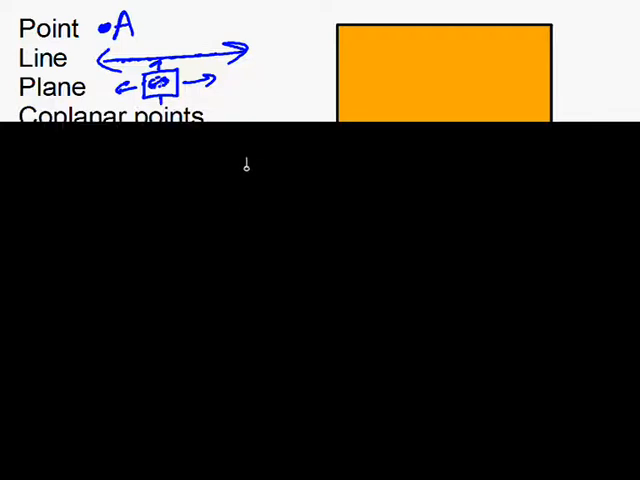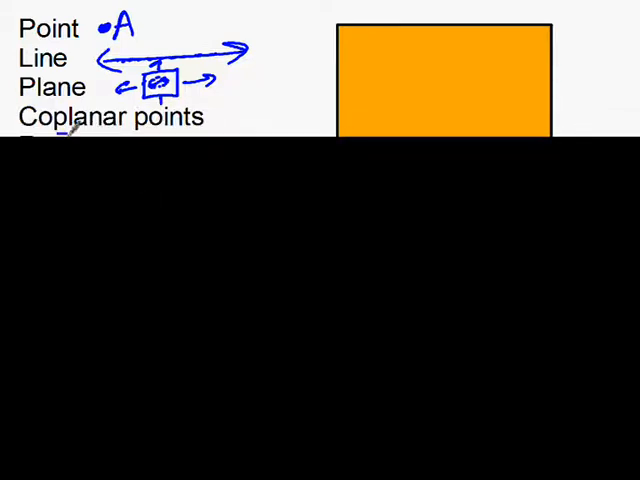Planes are cool. Coplanar points. We're dealing with planar. Think about all the points that are on the same plane. Those are all coplanar. Three points are always coplanar.